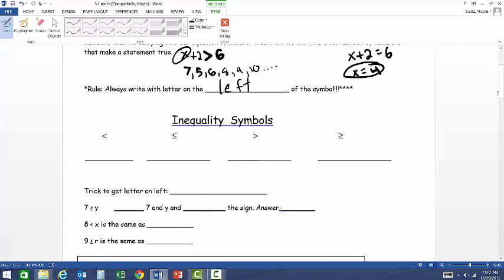There are 4 symbols, and these might look familiar from back in middle school. This symbol right here, we read it from left to right, so it's the less than symbol. The symbol is also less than or equal to, and that underline means can also equal. This symbol means greater than, where this one is greater than or equal to.